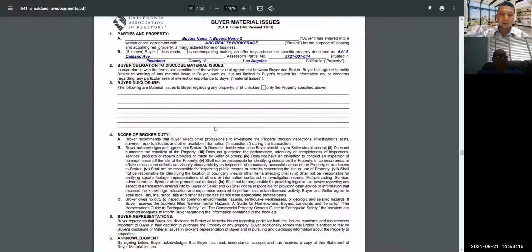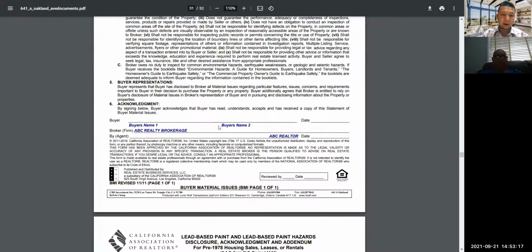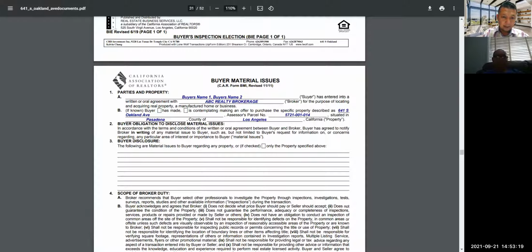Buyer material issues are areas where the buyer... I like this form because it also prevents liability. So if there are certain things, like I find that there's a lot line dispute on the fencing and I don't think it's built on the right area, or we are second guessing the discrepancy of square footage on the property between the county and the city records, well, then I'll go ahead and write them down here.